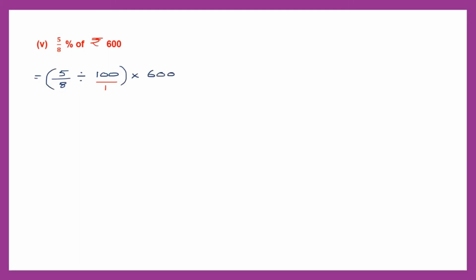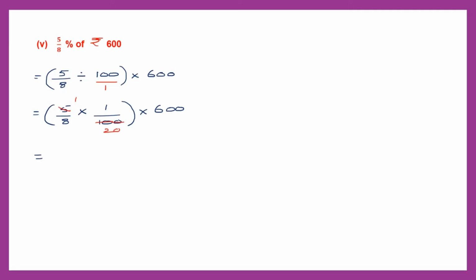Now let's work out what's given within brackets here. So let's keep the brackets. 5 by 8, division changes to multiplication. 100 by 1 becomes the reciprocal 1 by 100. Close brackets. Now outside you have 600. Now here cancel whatever you can. We can cancel 5 and 100. 5 ones are 5, 5 twenties are 100, so we put 20.